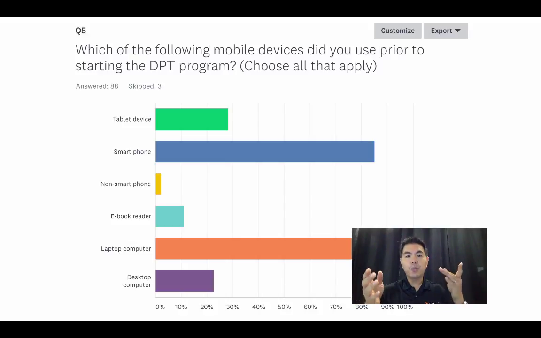You can see that when we ask them, how many of you used these mobile devices prior to starting DPT programs? You know what? They're coming in with these devices ready for you to access their brains. Laptops and smartphones, they all have them. Okay? Only about 30% of them have tablet devices.